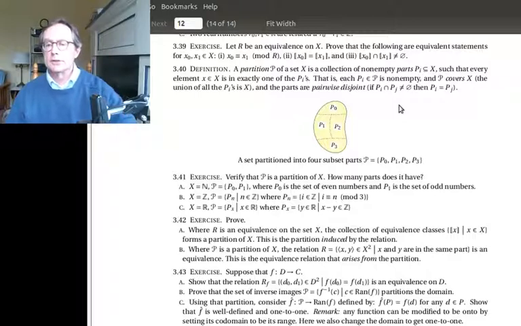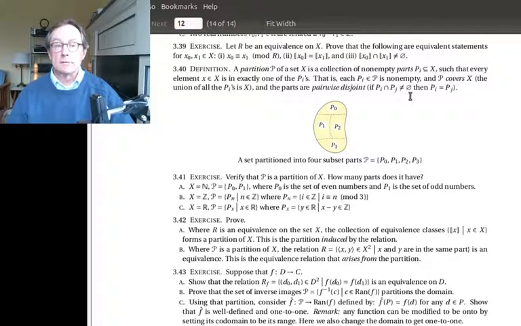Okay, so in order to show it's a partition, I have to show that each P sub i is non-empty, that the union of all the P sub i's makes up, in this case, the natural numbers, and that the parts are pairwise disjoint. That is, if you take P0 and intersect with P1, you'll get an empty set.